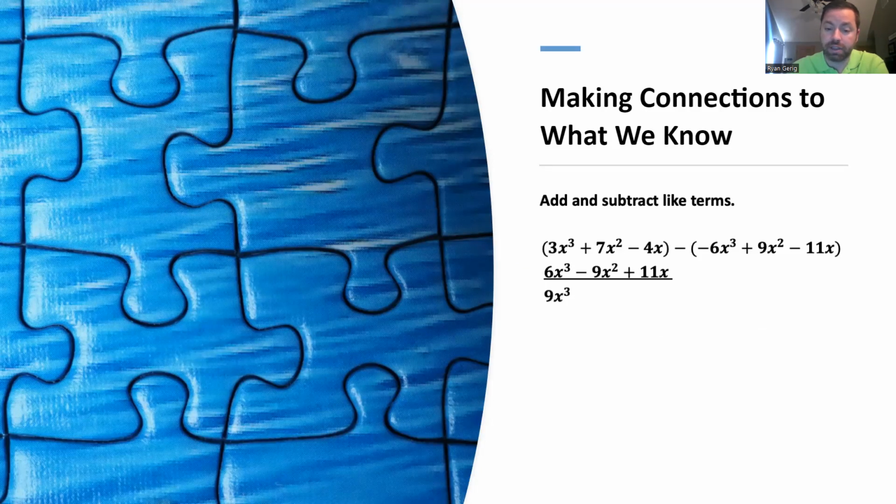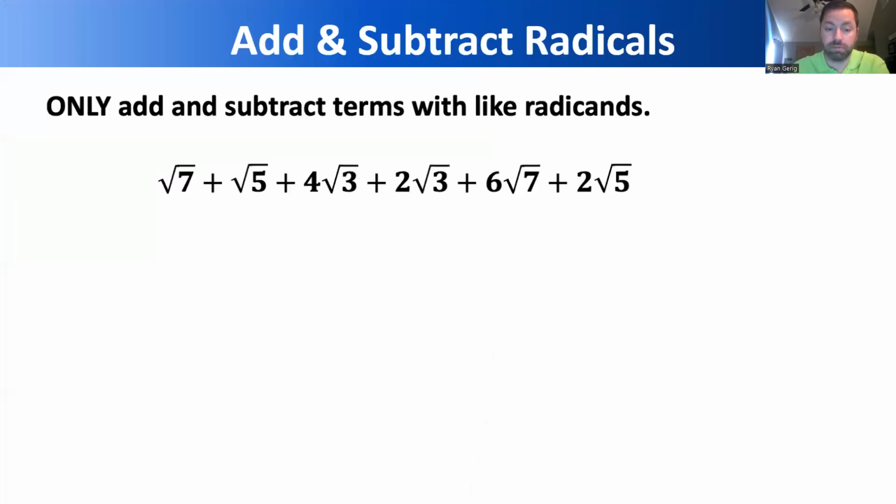I get 9x to the third. The 3 and the 6 add to get 9. X to the third didn't change. 7x squared and negative 9x squared made negative 2x squared. Negative 4x plus 11x made 7x. We're going to do almost the exact same thing with radicals.